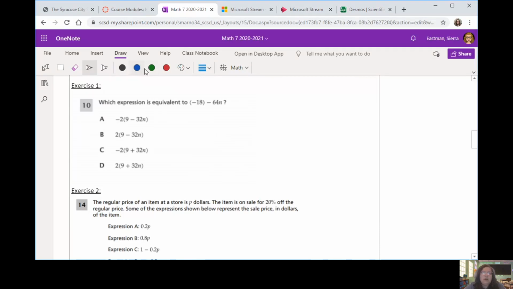Okay? So there's going to be 2 methods that I use to solving this, and I'm going to split my page down the middle so that I can show you those 2 methods. The first one is just to take our expression, -18 minus 64n.